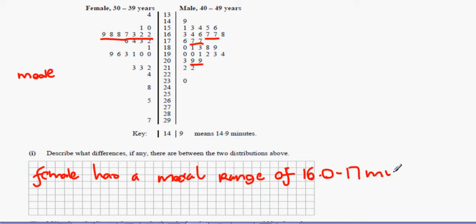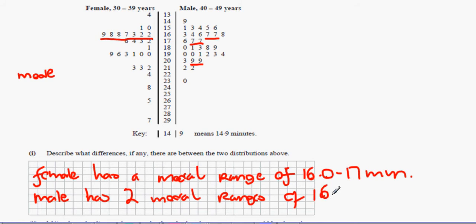Okay, and then in the male one we have 1, 2, 3, 4. So the male is bimodal, has two modal ranges, of 16 to 17 minutes, and this one here, which is 19 to 20 minutes.